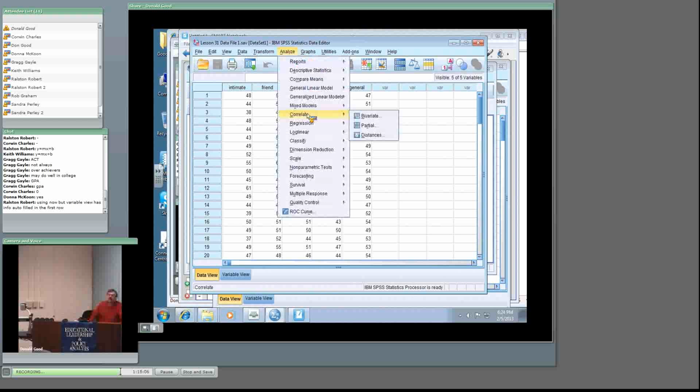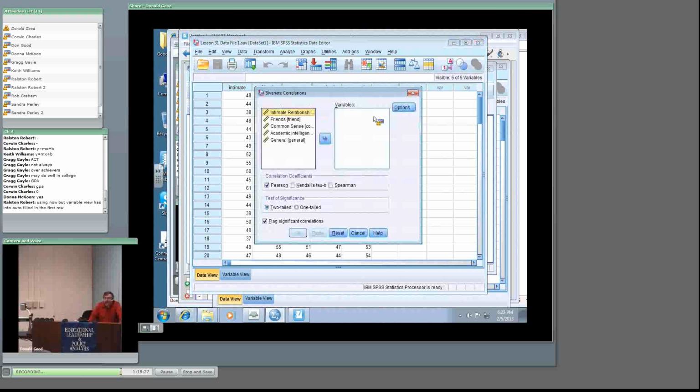Now, even though we have 5 variables, it's still bivariate because you're looking at the possible pairs between them. For example, is intimate relationship self-confidence significantly related to common sense self-assurance? So it's still bivariate. I said everything we're going to do for right now is going to be bivariate. Now, it opens up that box we talked about with the left window and the right, and gives me all the variables. I want all of them.